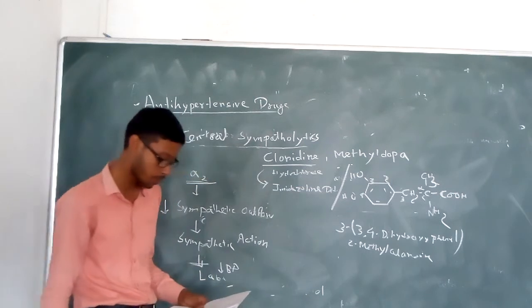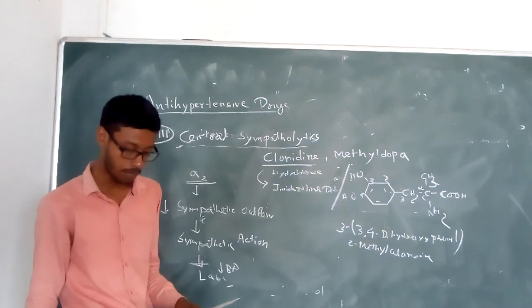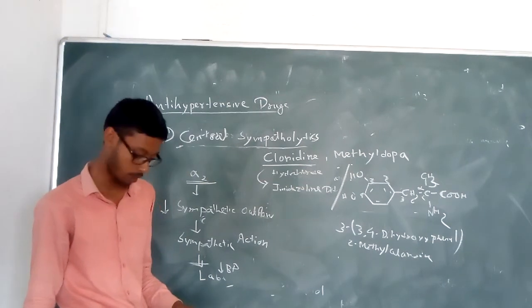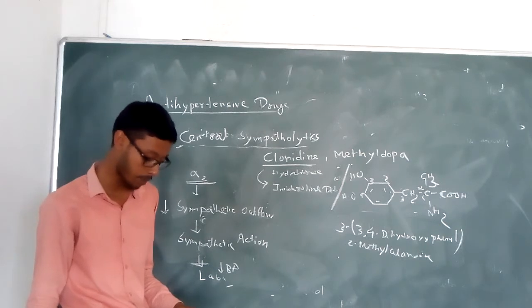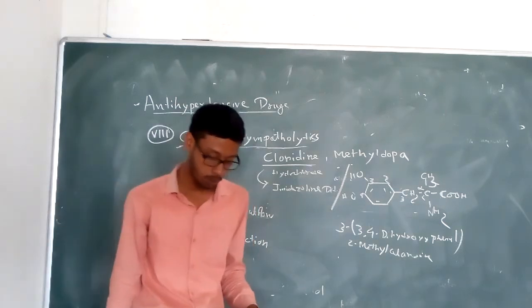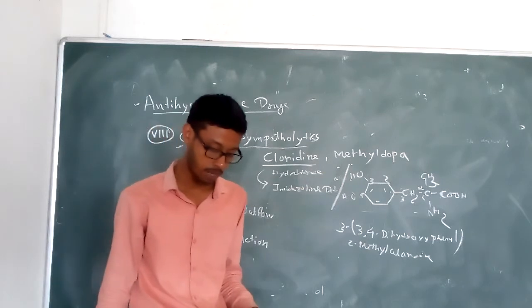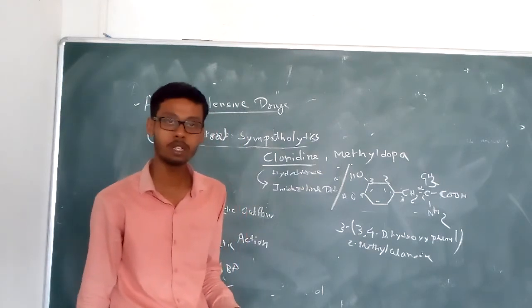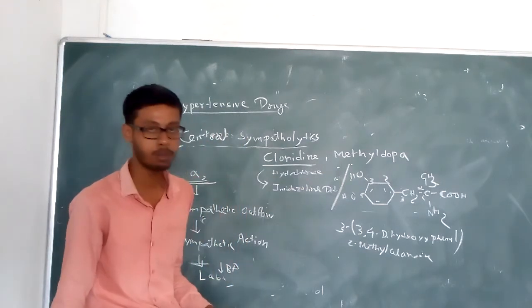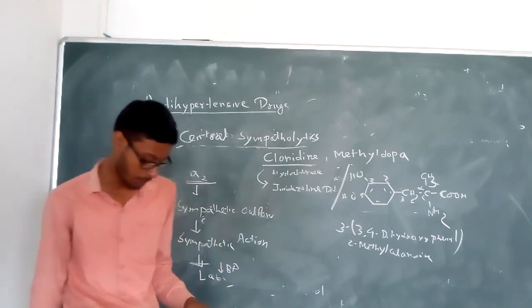The brand names are Aldomet, M-Dopa, Medomet. You will find the brand names in your book. It is a colorless, white to yellowish, odorless fine powder, slightly soluble in water. Water solubility is practically slight.